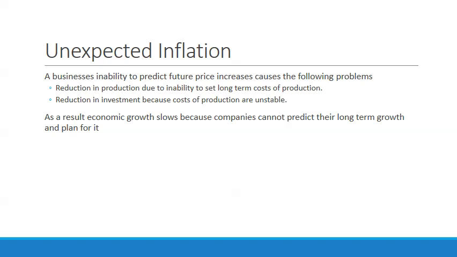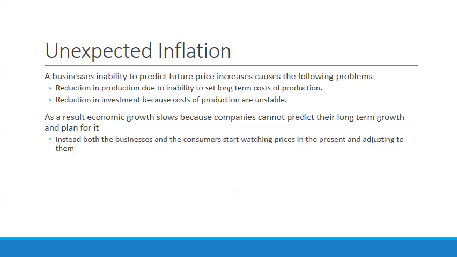And so as a result, economic growth slows because companies cannot predict their long-term growth and plan for it. That's the issue here with unexpected inflation. So instead, both businesses and consumers start watching prices in the present and adjusting to them. Well, what we know about prices in the present is they're slow to change. So if consumers and businesses are watching these prices and trying to adjust to what's taking place in the present, they're not actually seeing what's really going to happen.